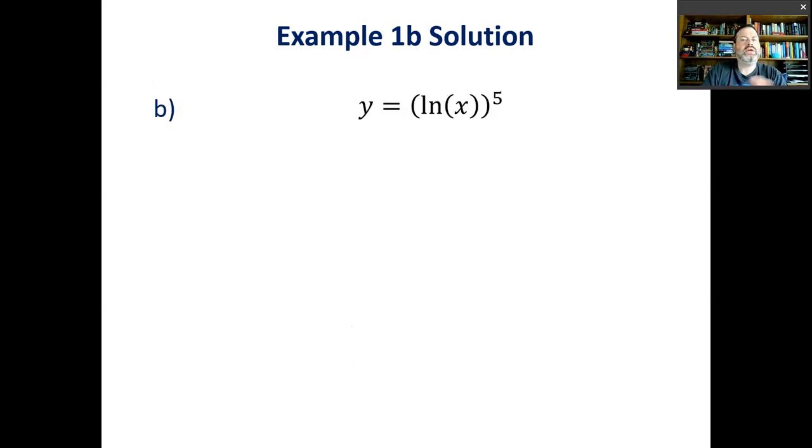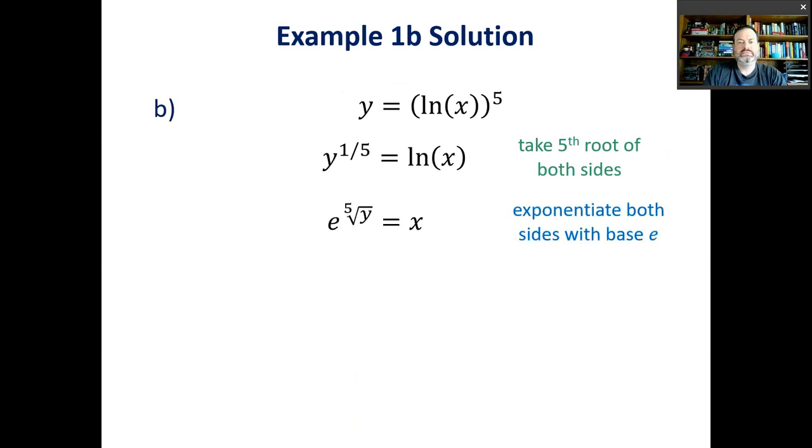Let's do the next one. How do I find the inverse of y equals natural log to the fifth? So take the fifth root of both sides. Again, another cancellation equation thing. I'm just not showing it, right? Then exponentiate both sides. So here, this is just e to the y to the fifth, e to the y to the 1/5, which is just the fifth root of y. And if you exponentiate natural log of x, you just get x.